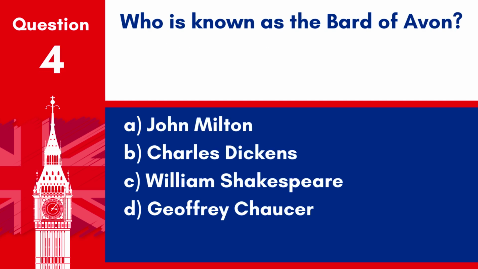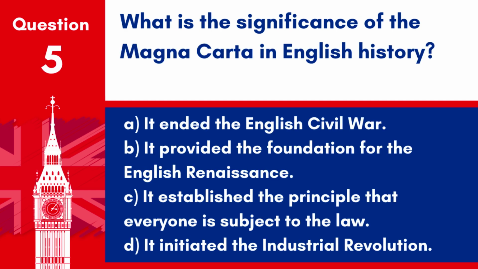Question 4. Who is known as the Bard of Avon? A. John Milton. B. Charles Dickens. C. William Shakespeare. D. Geoffrey Chaucer. Answer: C. William Shakespeare. William Shakespeare, also known as the Bard of Avon, is one of the most famous English playwrights and poets.